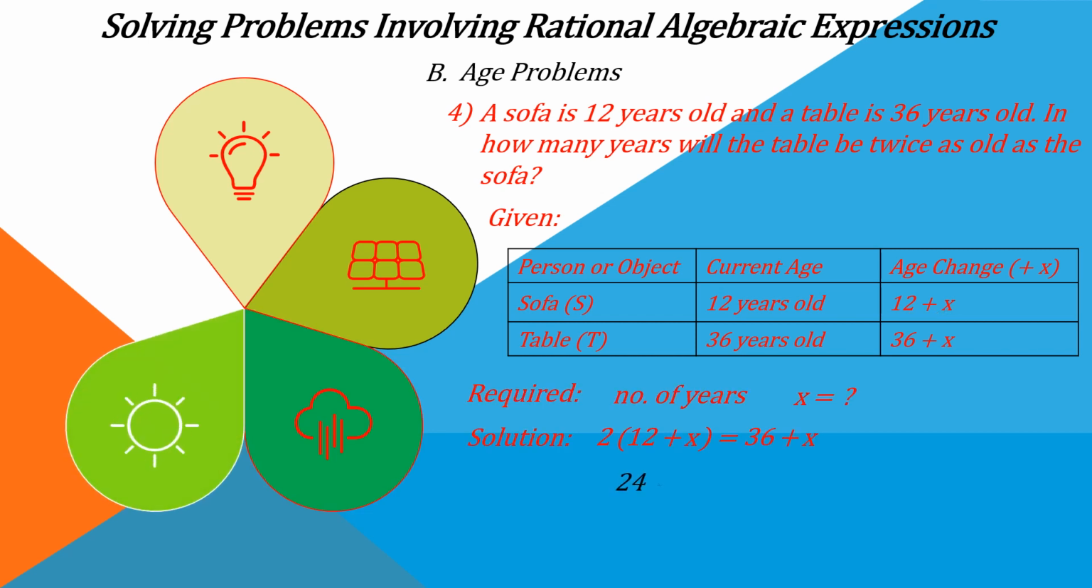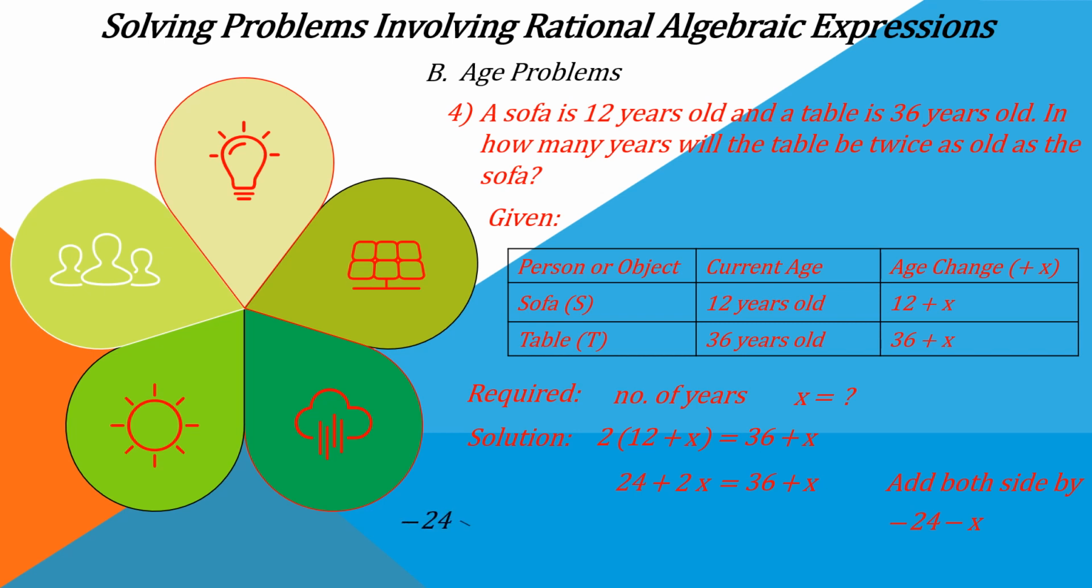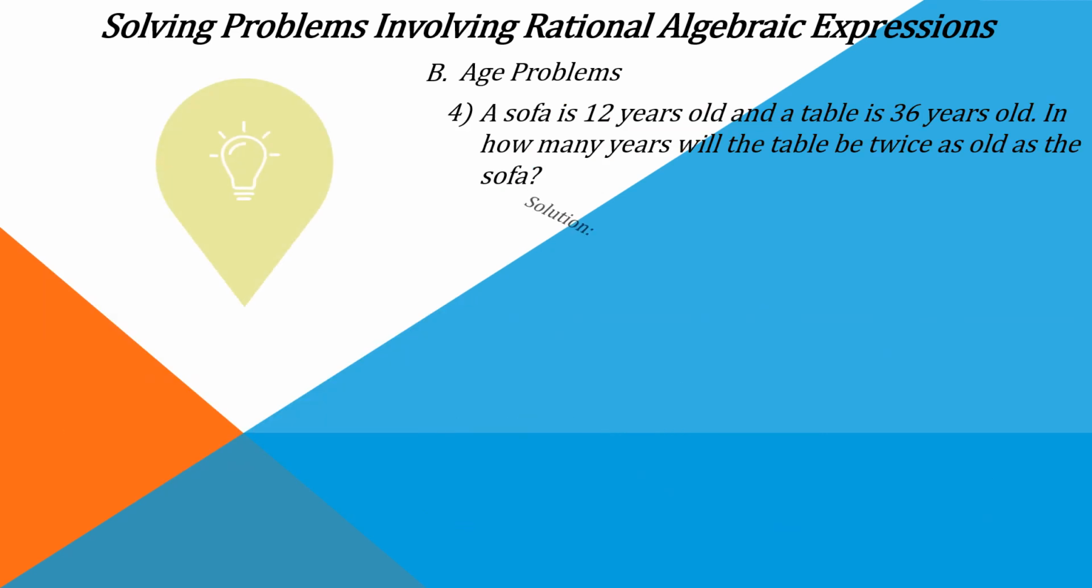Simplifying the equations, we have 24 plus 2x is equal to 36 plus x. Again, add both sides by negative 24 and negative x. We have negative 24 negative x plus 24 plus 2x equal to 36 plus x minus 24 minus x. And simplifying further, we have 24 minus x plus 24 plus 2x is equal to 36 plus x minus 24 minus x. Cancel x and 24.